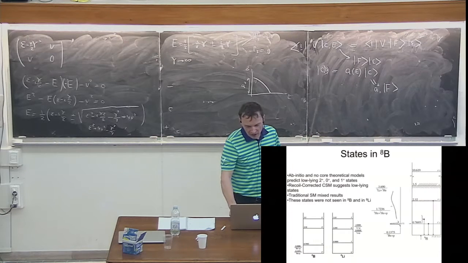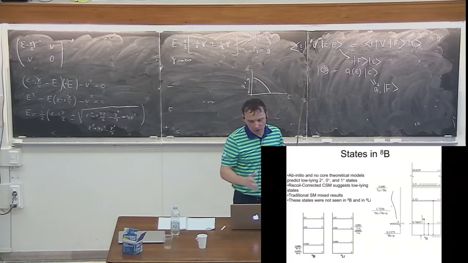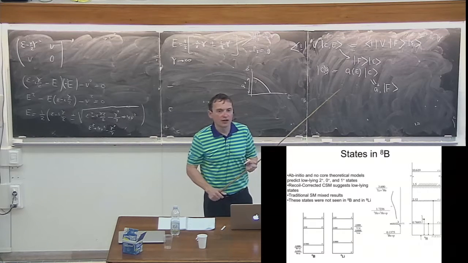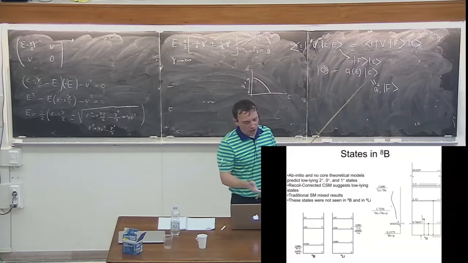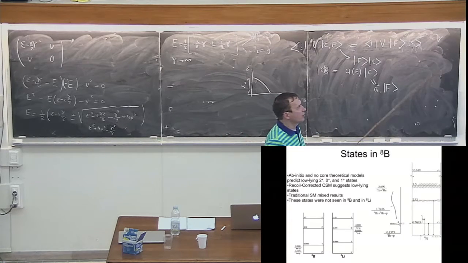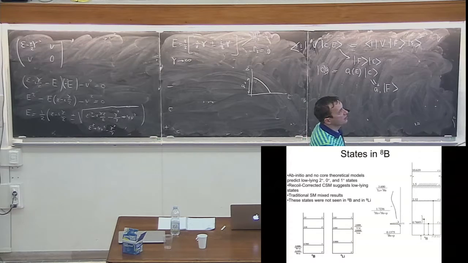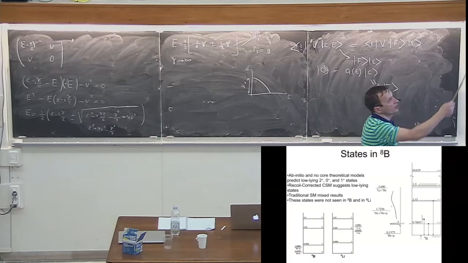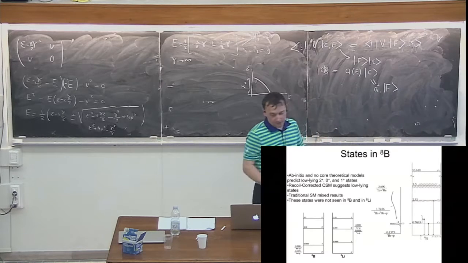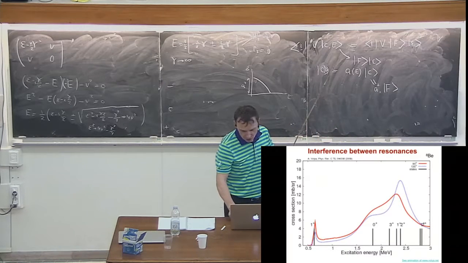Okay, so all of this approach is very useful in the analysis of resonances and their interference. So I'm just going to show you some more examples here. There was this question of states in boron 8. There are various theoretical models that were predicting extra states, but these are states in the continuum, and it was hard to determine where this 2 plus state, for example, is. So let me just demonstrate.